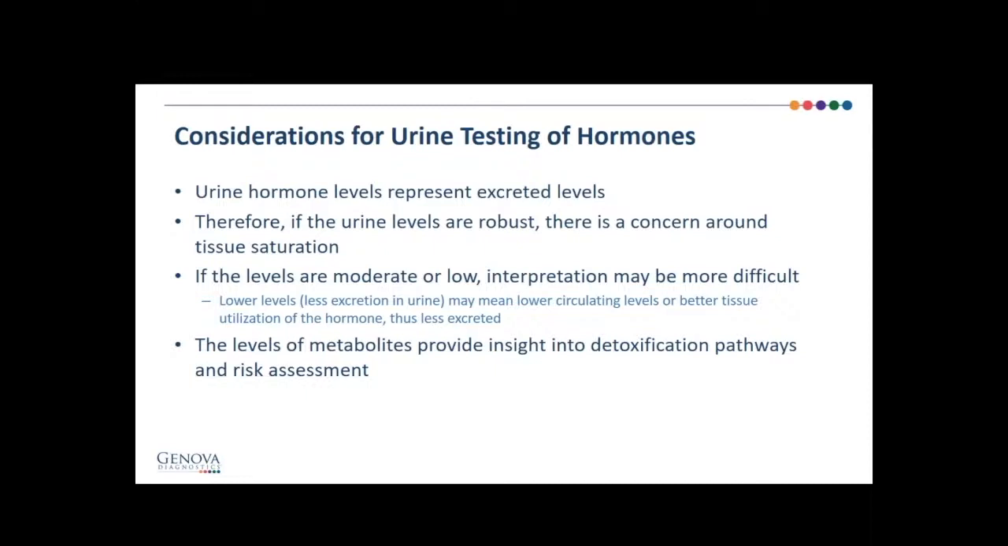So when I see high levels in urine, I feel pretty confident that I'm looking at high levels. When I see moderate or low levels, it's a little trickier in terms of how to interpret those levels. Am I looking at just moderate or low levels, or better utilization, less to excrete? The levels of metabolites provide insight into detoxification pathways and risk assessment. Again, I always think first urine and the metabolites and risk assessment.